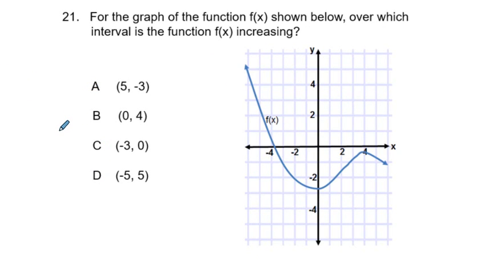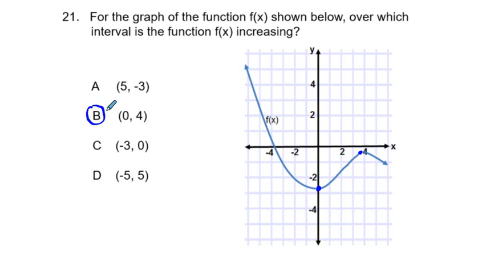Next, 21. Again, this is a very commonly missed problem. It shouldn't have been, but was. For the graph of the function f(x) shown below, over which interval is the function f(x) increasing? The only place we're increasing is in this interval between about x equals 0 to x equals about 3 or 4, thereabouts. So 0 to 4 is our only correct answer.